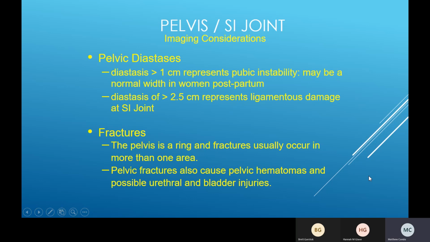Pelvic fractures are also very important and very dangerous because of the proximity of the urethra and the bladder. If we think about it, if I have a really bad pelvic ring fracture and one of those little fragments of bone sticks into my bladder, I'm going to have a bad day. So we need to be very aware of these things.